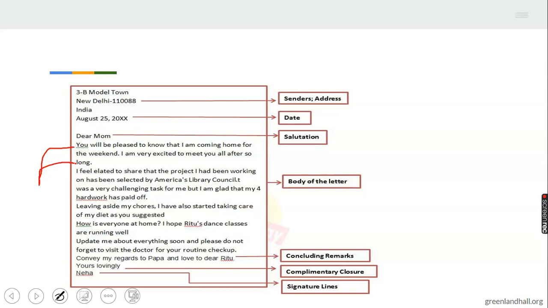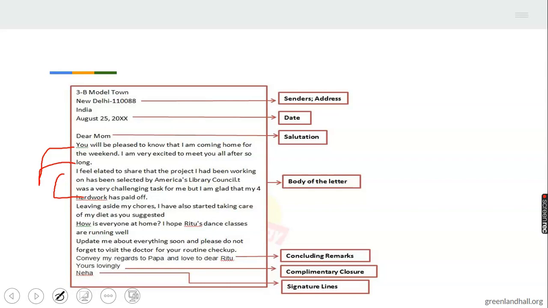I feel elated to share that the project I had been working on has been selected by America's Library Council. It was a very challenging task for me, but I am glad that my hard work has paid off. Now, this is one line of thought, telling them about what he did there. Now, look at this one.